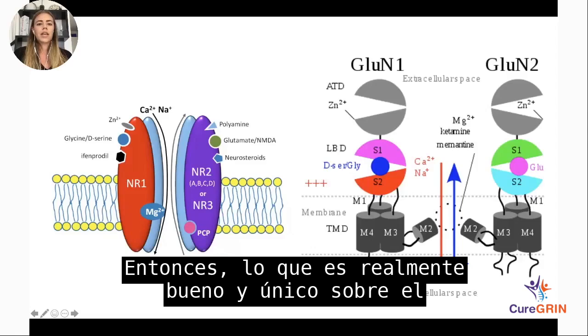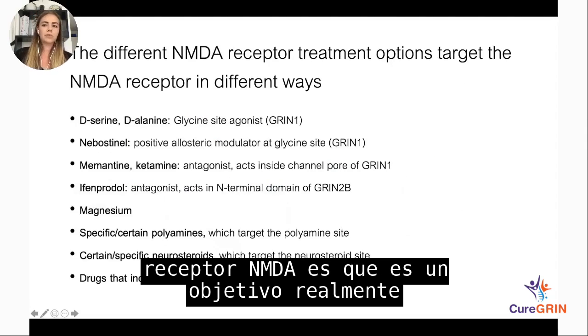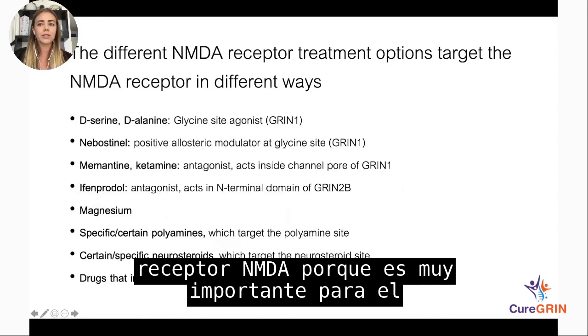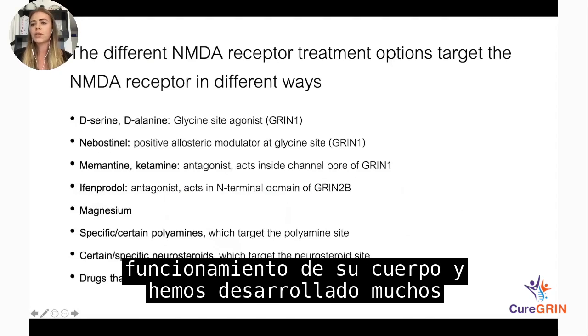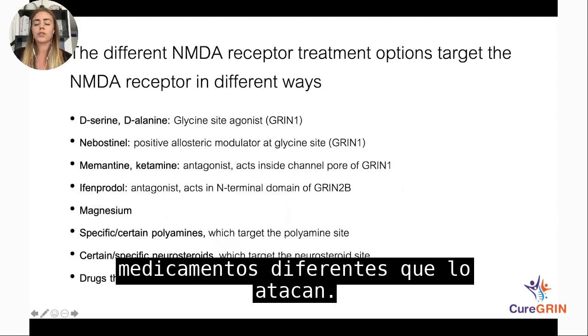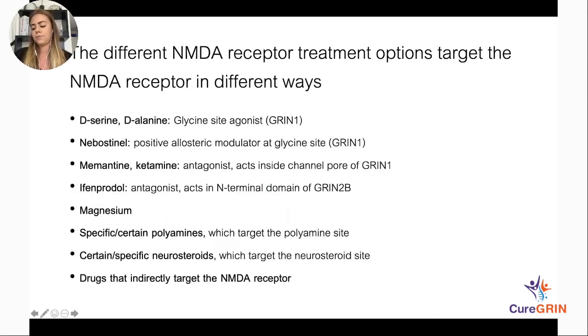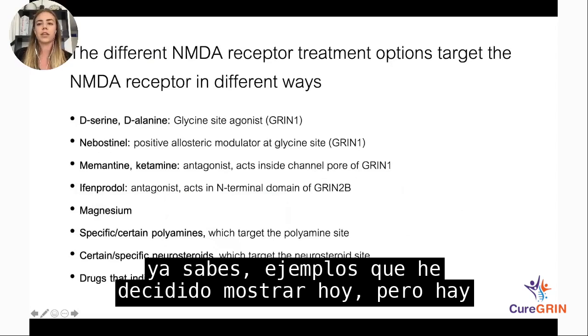So what's really nice and unique about the NMDA receptor is that it's a really druggable target. Scientists have a big interest in the NMDA receptor because it's so important for how your body functions. And we've developed a lot of different drugs that target it. This is not an exhaustive list. This is just a few examples that I've decided to show today.